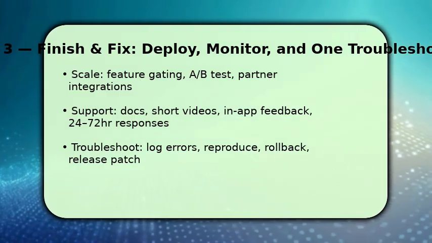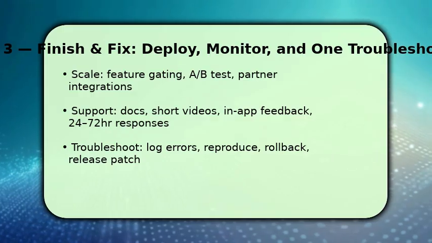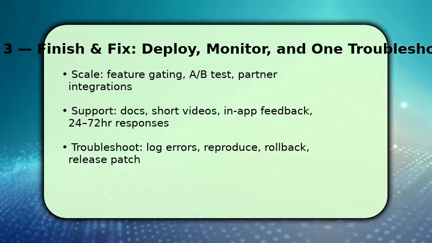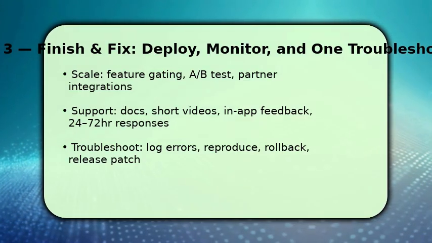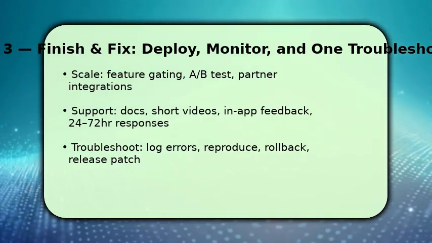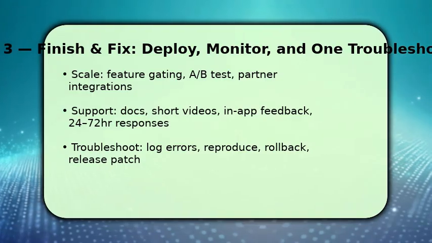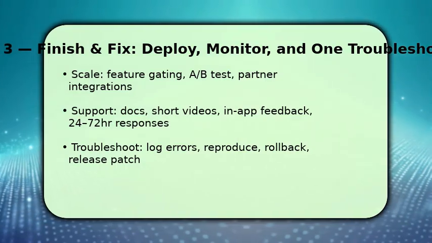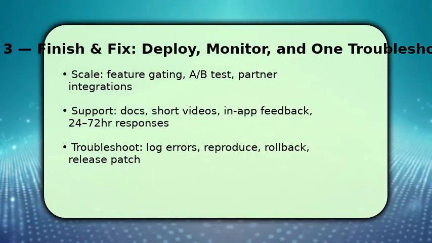For quality, log errors, monitor crashes, and set up quick rollback capability. If users report breakage, reproduce locally, examine logs, and release a targeted patch. If rollout fails, roll back and notify users with a clear timeline. This keeps revenue steady and trust intact.